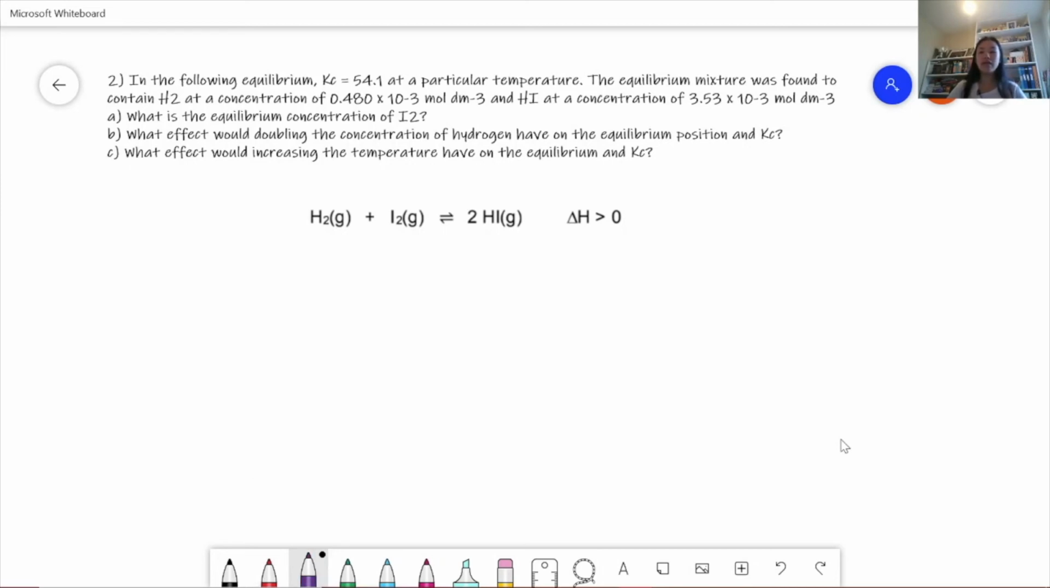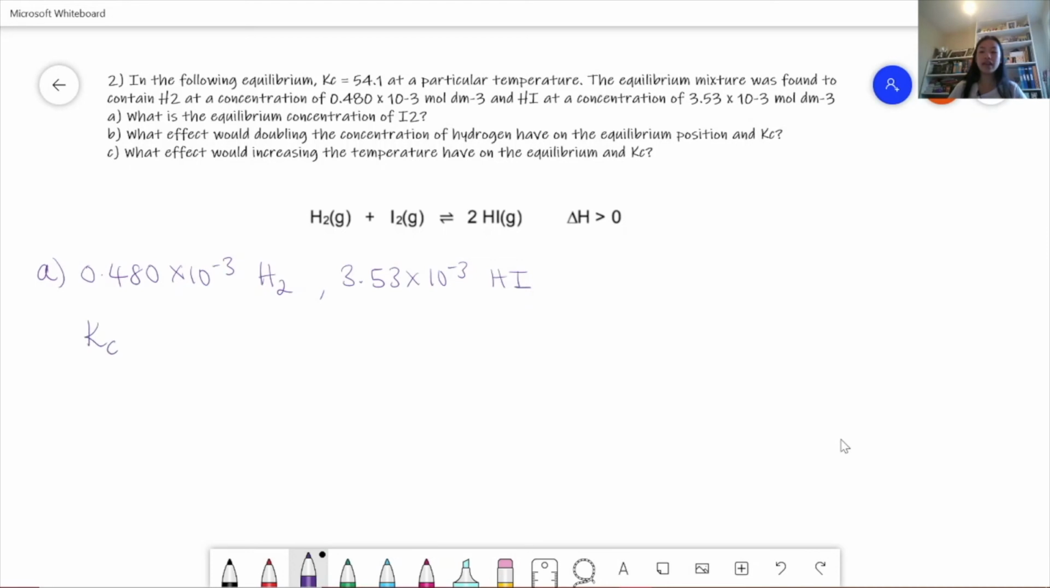So we have 0.480 times 10 to the minus 3 moles per decimetre cubed of hydrogen, and 3.53 times 10 to the minus 3 moles per decimetre cubed of the hydrogen iodide. And so using the Kc equation, we can then work out the equilibrium concentration of I2.